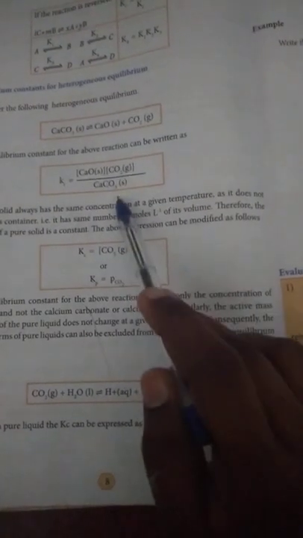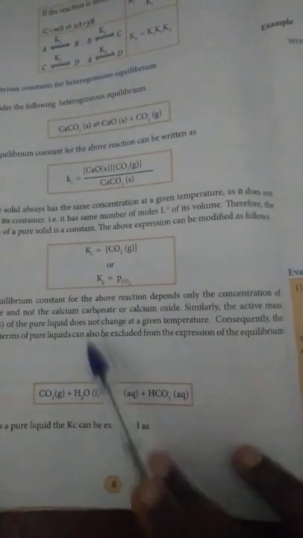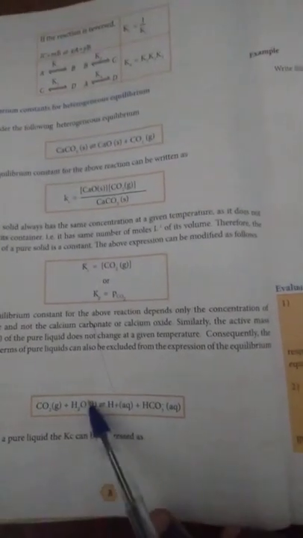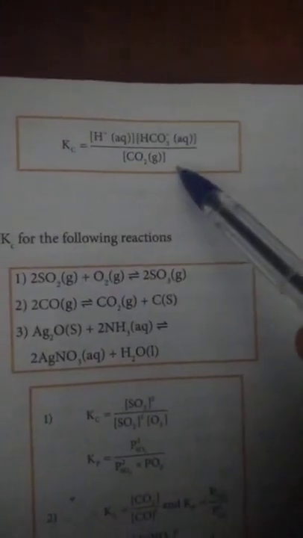So this is the explanation they gave. This equilibrium constant depends only on the carbon dioxide in the gaseous phase. It does not depend on calcium oxide and calcium carbonate. And one more point, the concentration of a pure liquid remains constant. So in this example, the water concentration remains constant. So on page number 9, we can write the answer: Kc is equal to the concentration of H plus and HCO3 minus divided by carbon dioxide. Water remains constant. Understand? So just note the answer for equilibrium constant from page number 8 to page number 9, up to this Kc value.